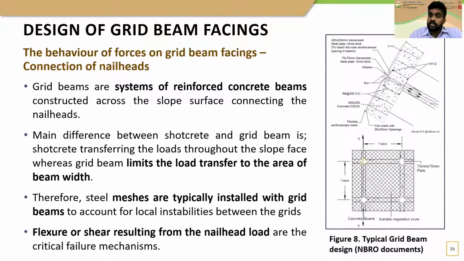Although shotcrete facings transfer load throughout the whole slope surface, grid beams limit the load transfer to the beam width. Therefore, steel meshes are typically installed on top of the grid beam to account for the local instabilities. Flexure or shear resulting from the nail head loads are the critical failure mechanisms concerned in the structural design.